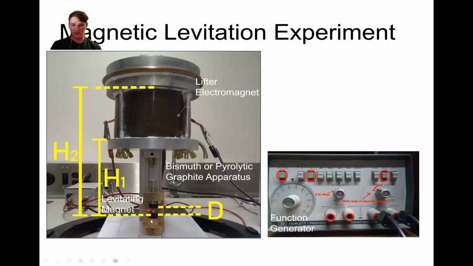The screw at the top of the apparatus is used to increase or decrease the interplate spacing here, which is denoted D. By changing this distance, we can then find the oscillation frequency at which the magnet will oscillate with the most amplitude. And the dial here is what changes the frequency.